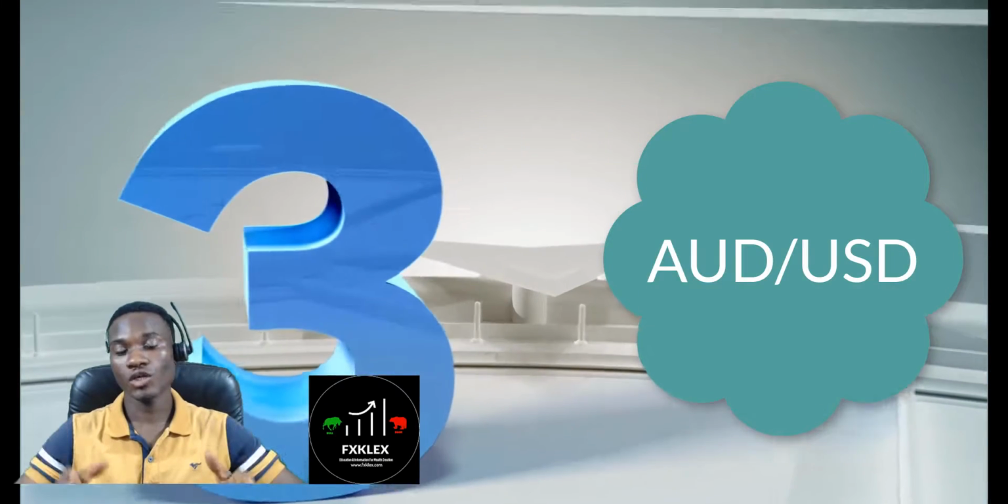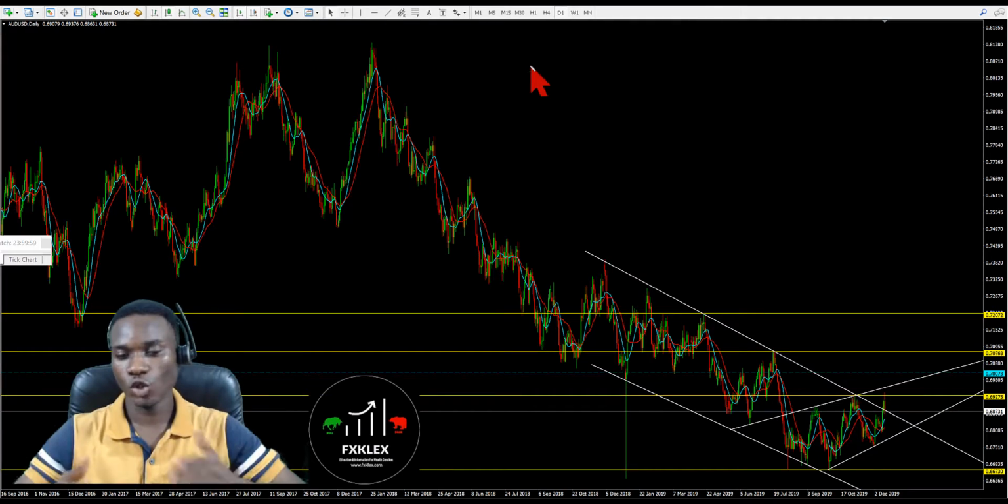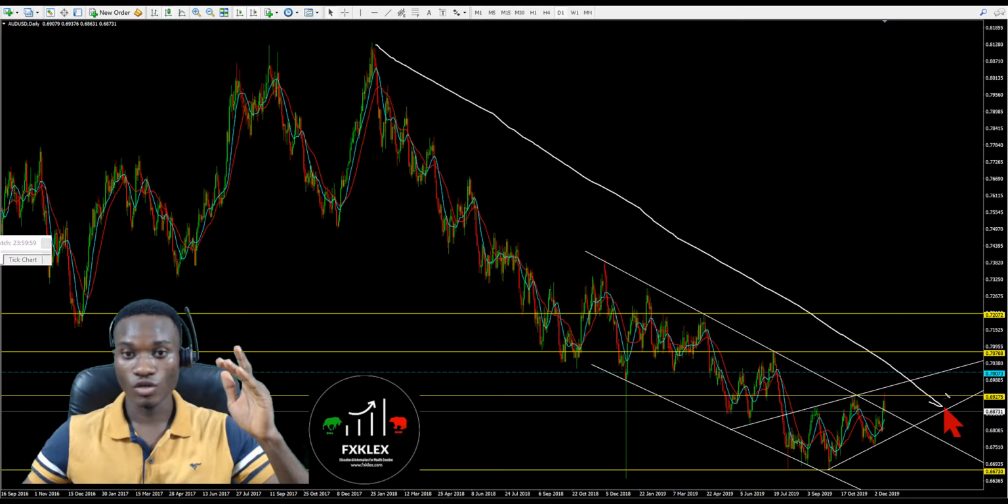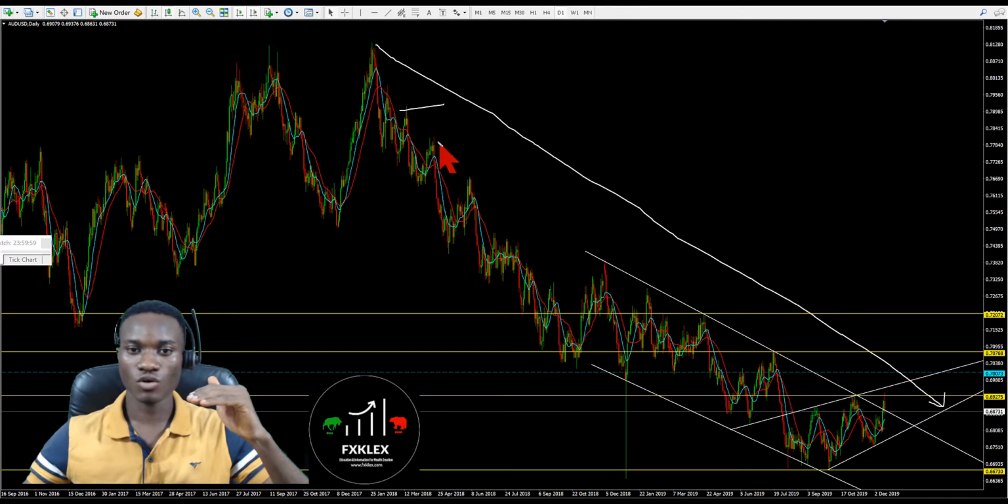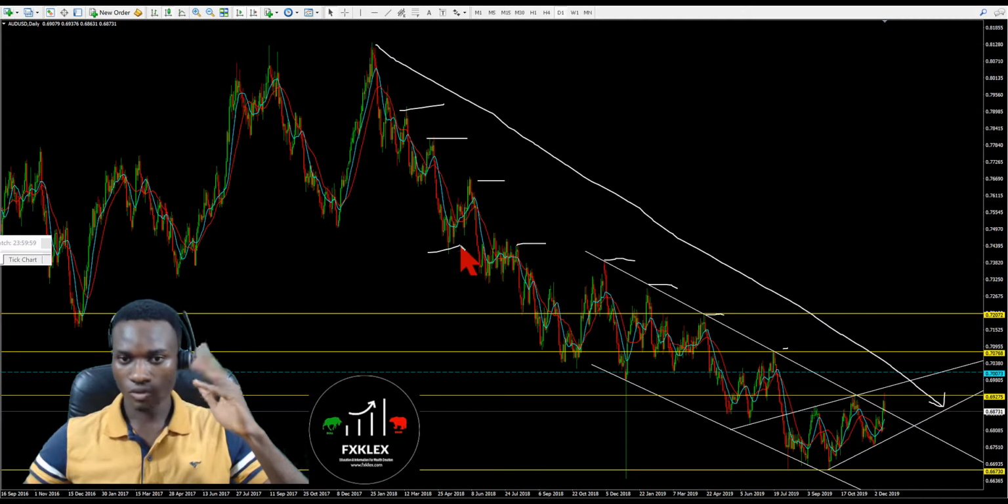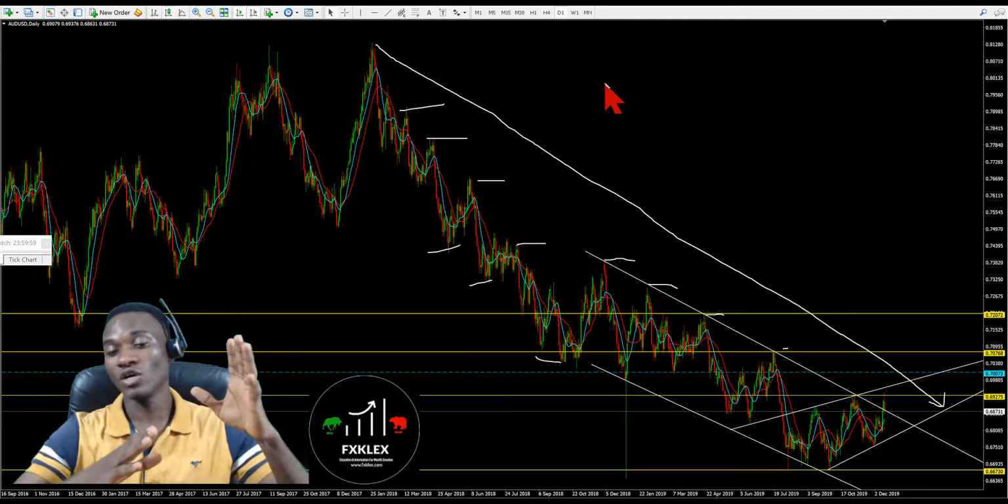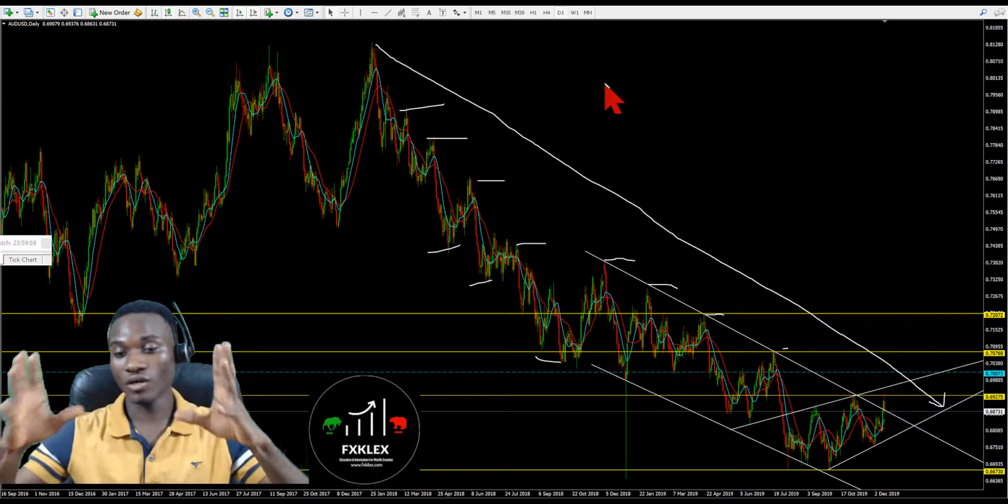Now on the Australian dollar against the American dollar, we can see the Australian dollar has been in a bearish trend for a long period of time, right from January of 2018. Australian has been moving down on a long-term bearish trend. You can see price has been casting a series of lower highs, right here and here, and a series of lower lows. In fact, this is a very strong bearish trend, which has been running for more than a year now.